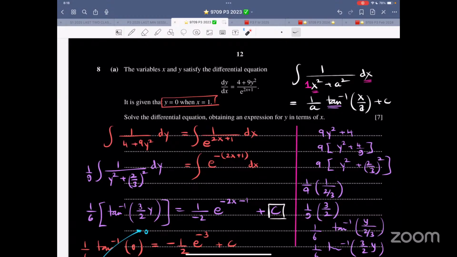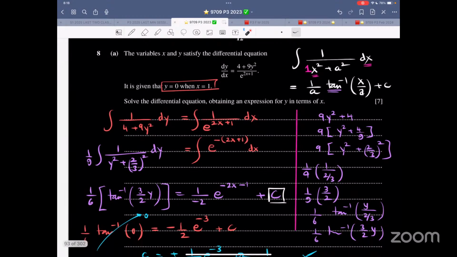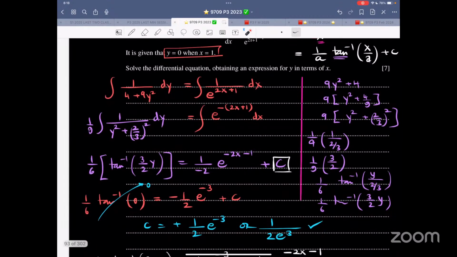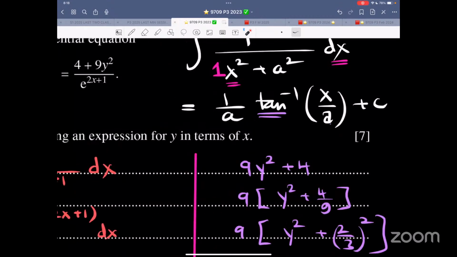Now it says the variables x and y satisfy the differential equation. You cannot decide on a technique unless and until you have done variable separable. So dy as it is, dy over 4 plus 9y squared, that is on the left. And 1 over e raised to the power of something into dx, that is on the right. So you have to take this up. That's the first thing. The second thing, focus over here.